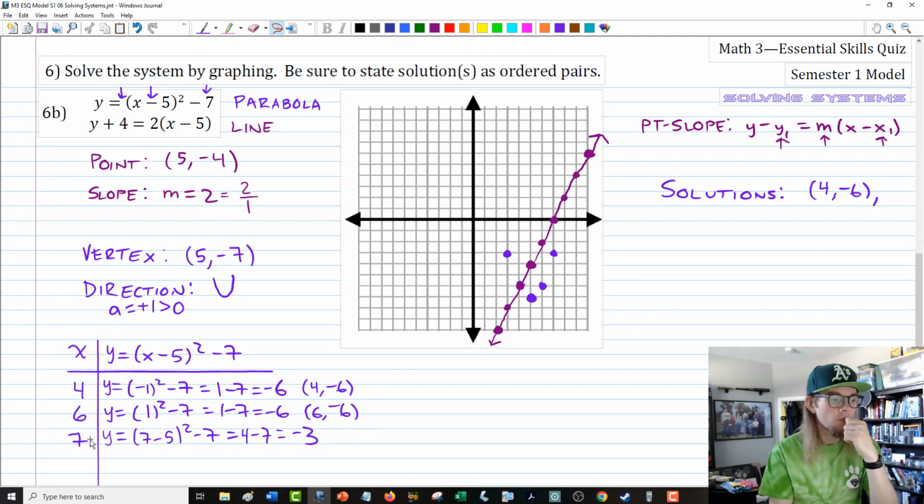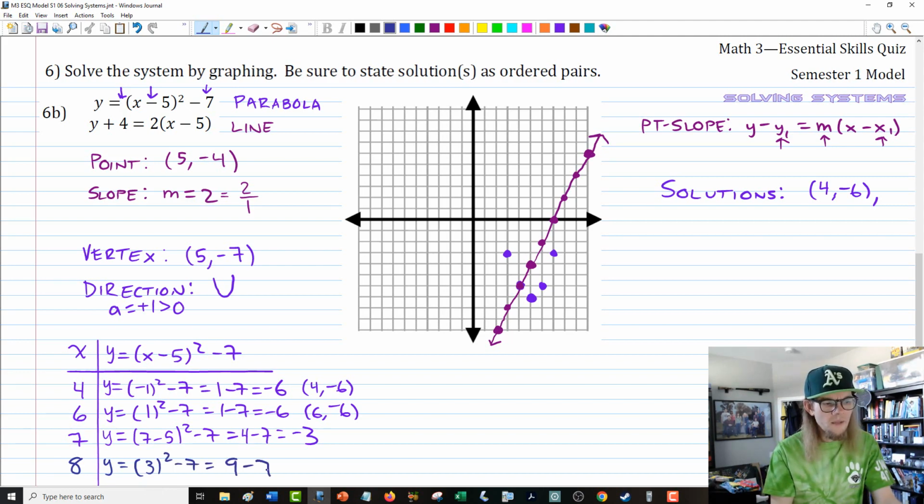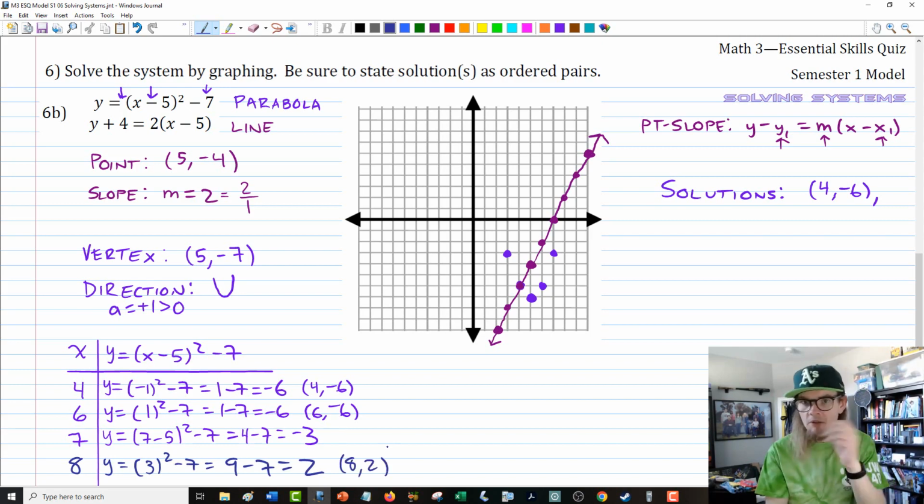I'll even switch colors for this. So we did 7 before. We know it shouldn't be at 2 because we're getting further away from the line. So let's think it might be at 8. So what do we get if we plug in 8? That's going to be 8 minus 5, or 3. So 8 minus 5 is equal to 3. So 3 squared minus 7. That's going to be 9 minus 7, which is equal to positive 2. So we're going to have a point at (8, 2). We'll also have a symmetric point on the other side, but we'll go with this for now.